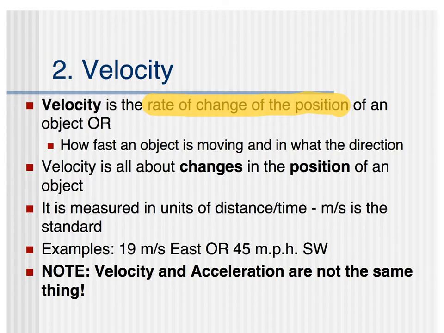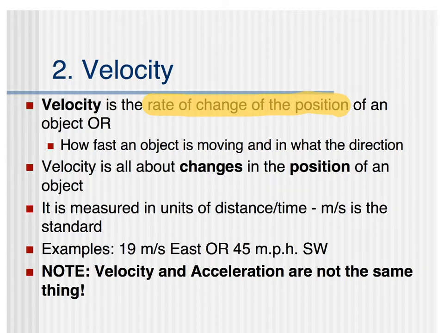So if your velocity is 5 meters per second, it means that every second your position is changing by 5 meters. Or 30 miles an hour: every hour your position is changing by 30 miles. So velocity is the rate of change of the position. The slightly less technical version of this is that velocity is how fast an object is moving and in what direction that object is moving.